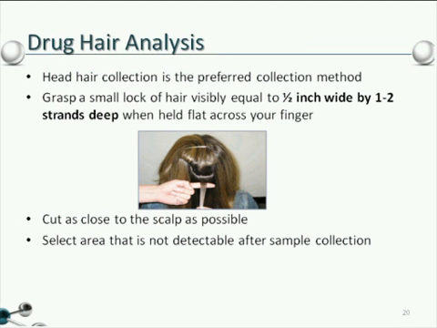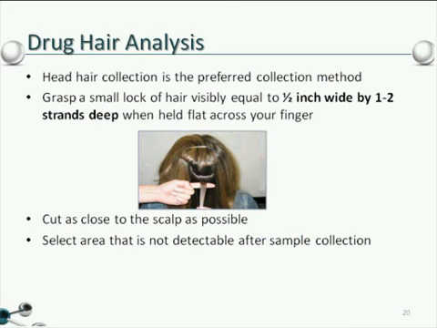So for collecting the hair sample, head hair is the preferred collection method because, once again, it represents that 3-month window. What we ask our sites to do is to grasp a small lock of hair. When you lay it across your finger, the sample should fall within that first indent to the second indent on your finger, as pictured there. You want to cut as close to the scalp as possible without cutting the scalp. So we really want you to cut as close because, once again, that ties into that 1.3 centimeters that's closest to the scalp, which gives you that 3-month detection window.